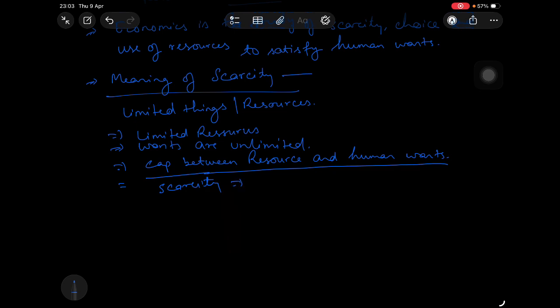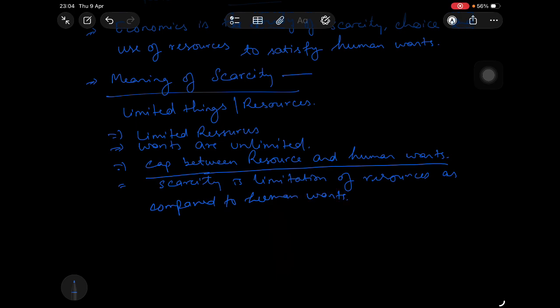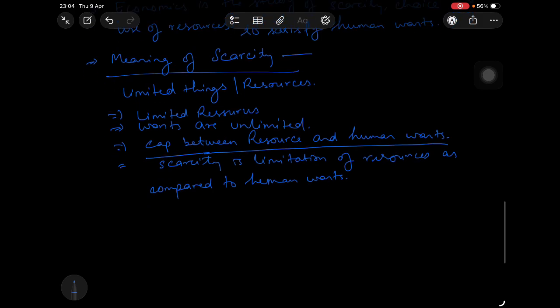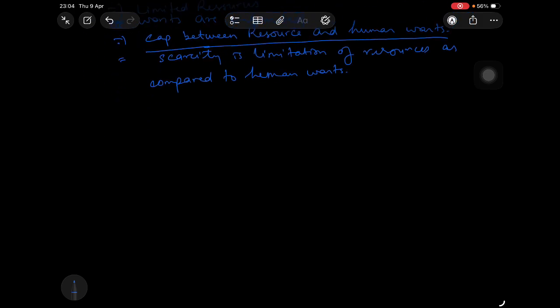Scarcity means technically limitation of resources as compared to human wants.